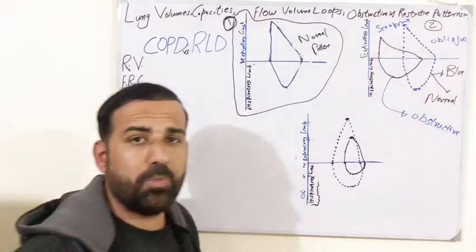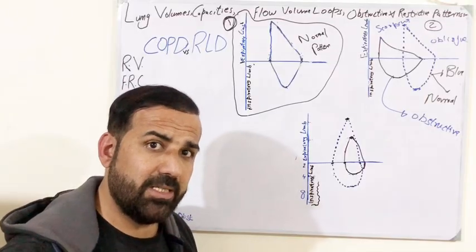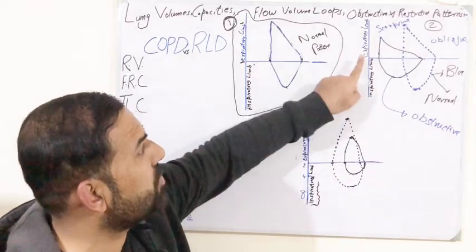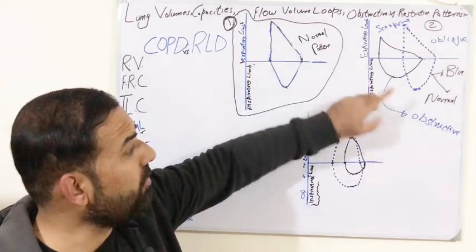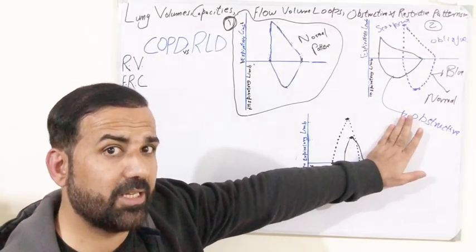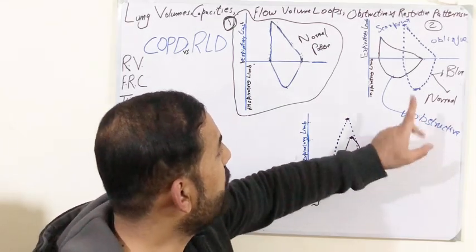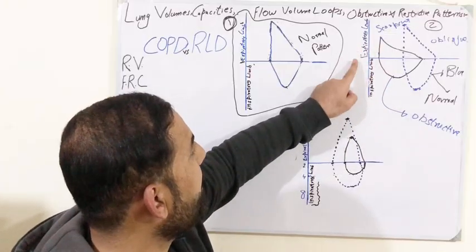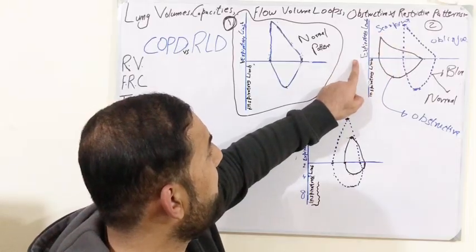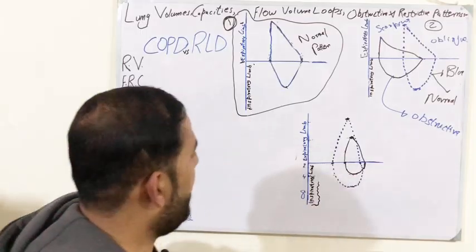Now, if I ask you to compare and contrast obstructive versus restrictive lung disease, you will easily say that obstructive lung disease has a problem with expiration, right? In obstructive lung disease, you have a problem with air getting out of the lungs, not air getting into the lungs. So as you have a problem with air getting out of the lungs, you will have a problem in the expiratory limb. And what is the shape of the expiratory limb in obstructive lung disease? It is scooping.